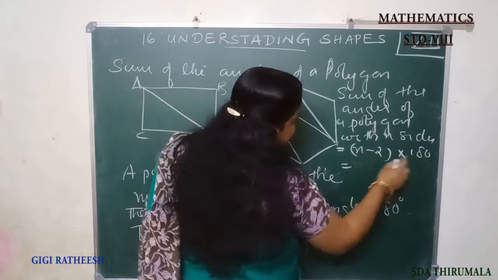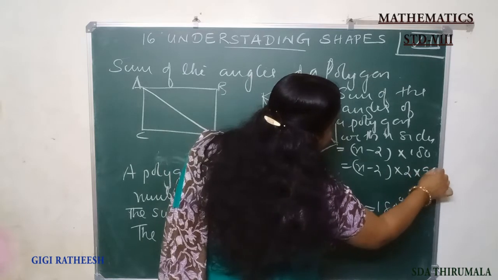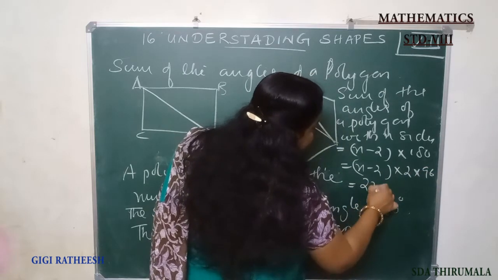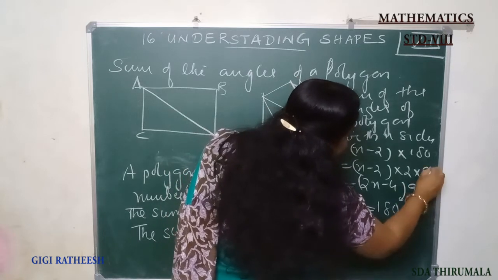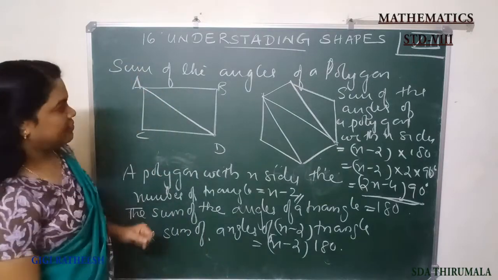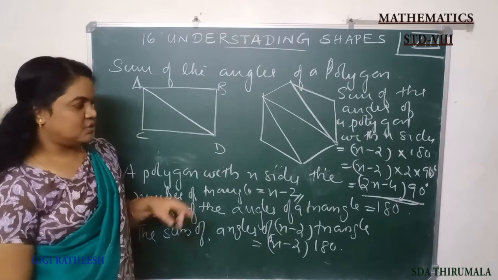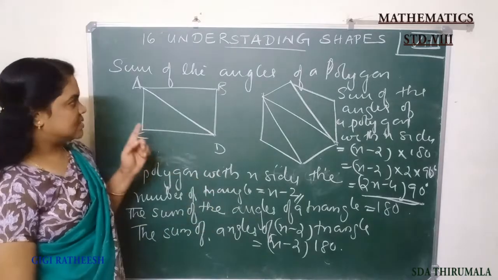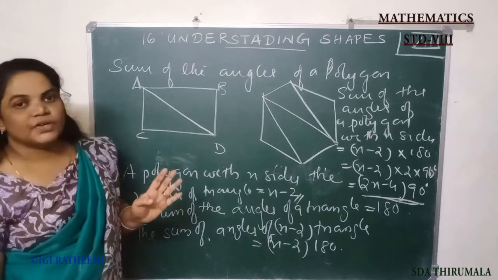Here we can split it up: n minus 2 into 2 into 90. Multiplying this, that is equal to 2n minus 4 into 90 degrees. This is the formula for calculating the sum of the angles of a polygon: 2n minus 4 into 90.